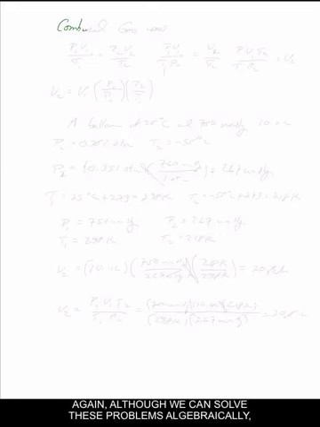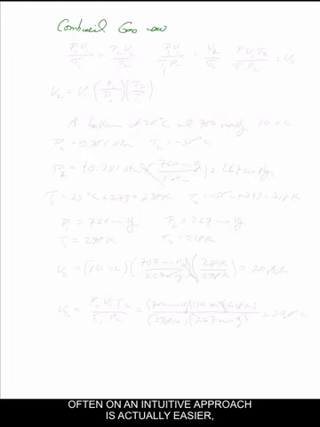When we're looking at combined gas laws, although we can solve these problems algebraically, often an intuitive approach is actually easier, and I'm going to discuss both. The combined gas law, remember, is just a question of taking Charles' law and Boyle's law and putting them together. Basically, the law is P1 V1, that's Boyle's law, divided by T1. You can think of it as either Charles' law, V1 over T1, or Gay-Lussac, P1 over T1, equals P2 V2 over T2.